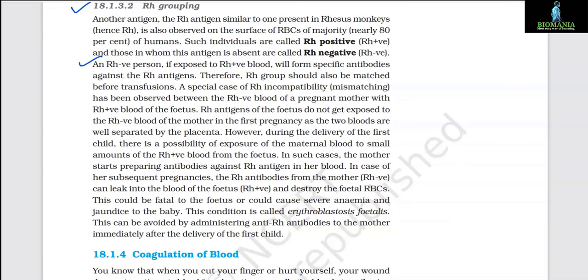In such cases, the mother starts preparing antibodies against Rh antigen in her blood. In case of her subsequent pregnancies, the Rh antibodies from the mother, Rh negative, can leak into the blood of the fetus, that is Rh positive, and destroy the fetal RBCs. This could be fatal to the fetus or could cause severe anemia and jaundice to the baby. This condition is called erythroblastosis foetalis. This can be avoided by administering anti-Rh antibodies to the mother immediately after the delivery of the first child.